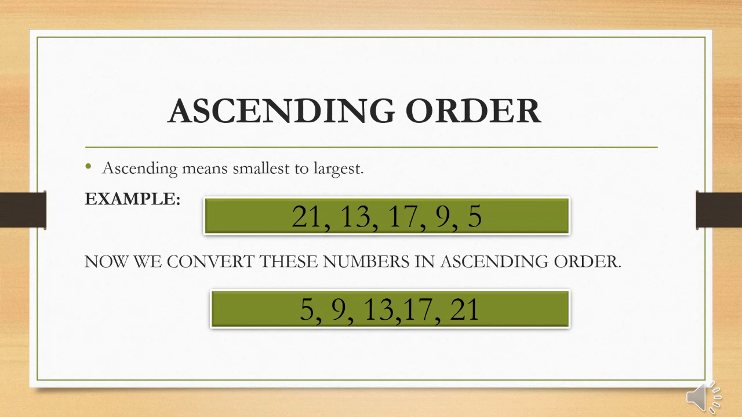The smallest number is 5. In the given example, we will put 5 first. The second smallest number is 9, then 13, then 17, and at the end we need to write 21. 5, 9, 13, 17 and 21. This is converted into ascending order.